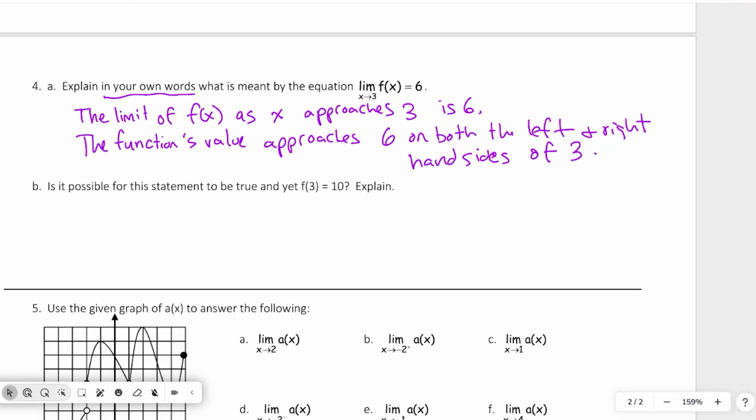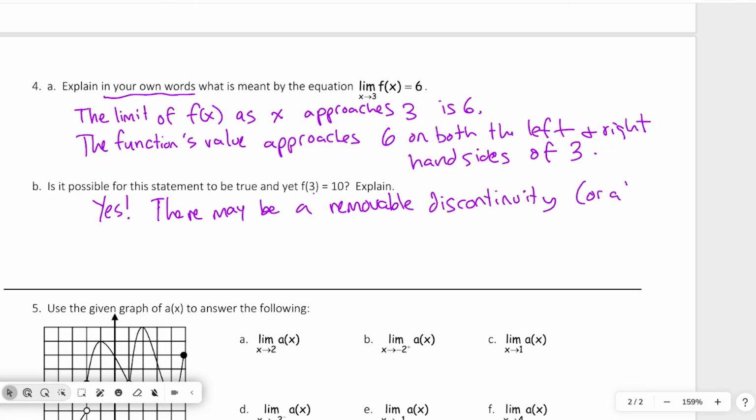So this is saying, is it possible for this statement to be true and yet f of 3 is 10? So in other words, is it possible that the function doesn't actually equal the limit? And of course, we talked a lot about this in class. This can be true. Yes, of course. And one way this could be true, there may be a removable discontinuity or a hole at x equals 3 with the point 3 comma 10 also being part of the function.